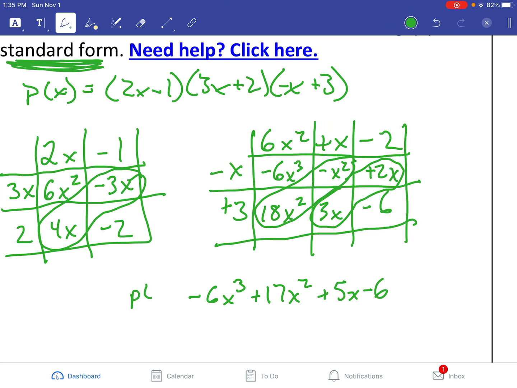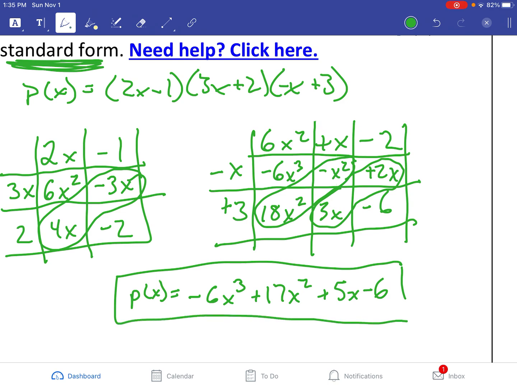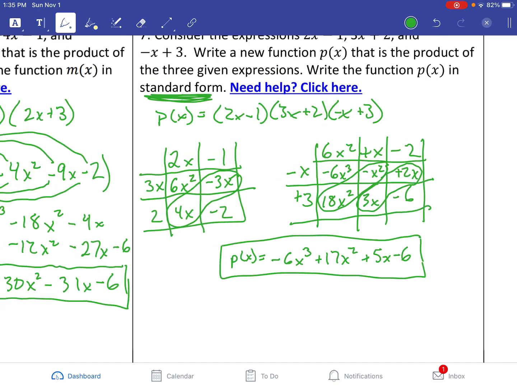And again, this is called p of x, so we're going to put that in front. Don't forget the function notation. And that's it.